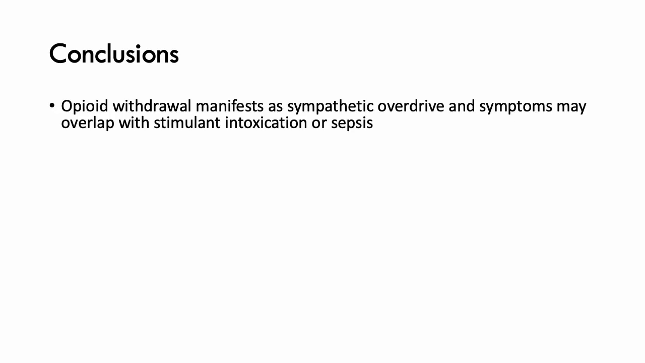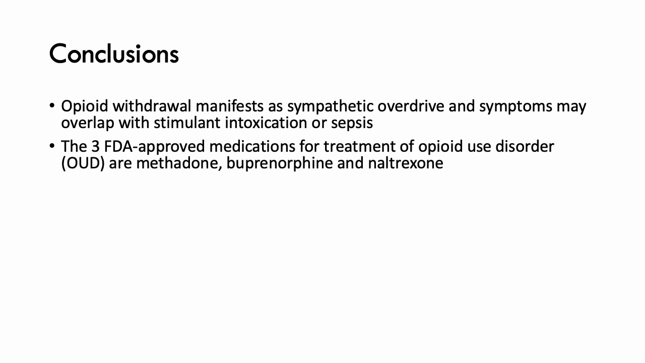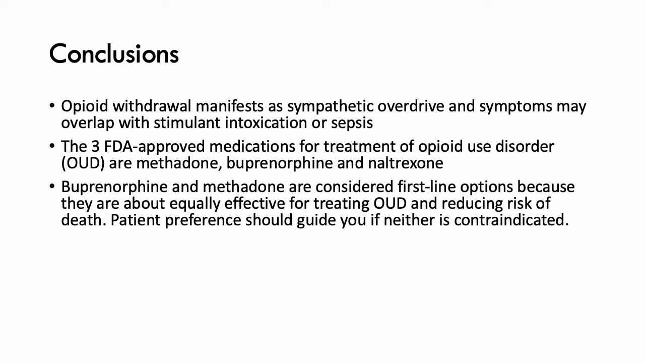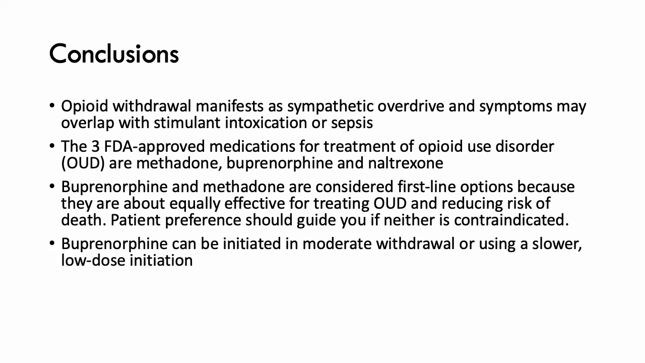Which brings us to the end of our talk on the management of opioid use disorder today. Today we learned that opioid withdrawal manifests as sympathetic overdrive, and the symptoms may overlap with stimulant intoxication or sepsis. We talked about the 3 FDA-approved medications for the treatment of opioid use disorder: methadone, buprenorphine, and intramuscular naltrexone. Buprenorphine and methadone are considered first-line options because they are about equally effective for treating opioid use disorder and reducing the risk of death. Patient preference should guide you if neither is contraindicated.